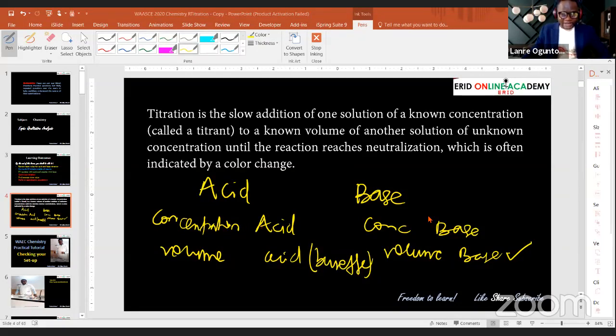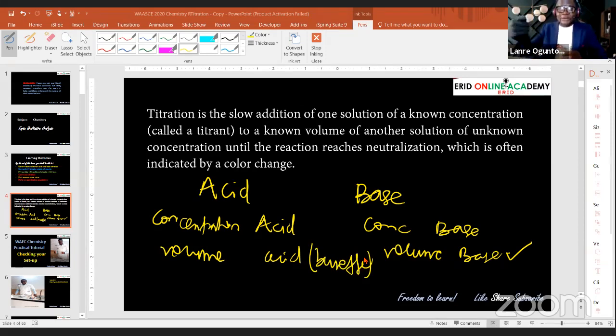So now, out of these four things, each time three things will be known. Then you will use your formula to find the third thing. That is what we call standardization. And that is what titration helps us to do.